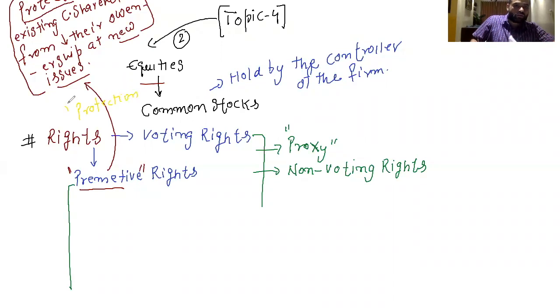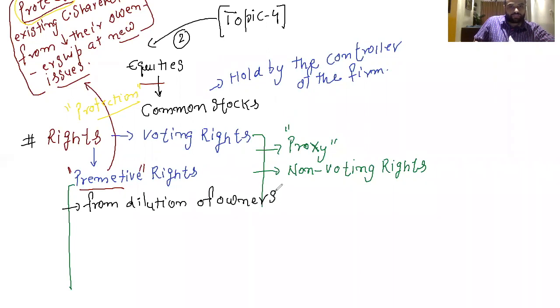So what kind of protections are primitive rights giving? The first protection is protection from dilution of ownership. So it protects from diluting ownership, which means your ownership will not be diluted. That's primitive rights, only common shareholders have them.